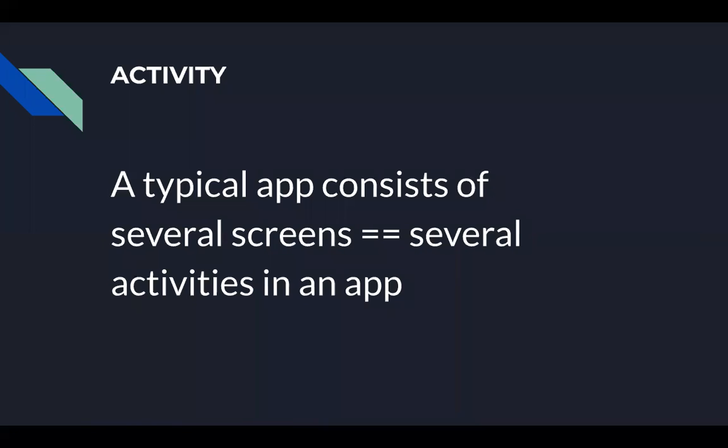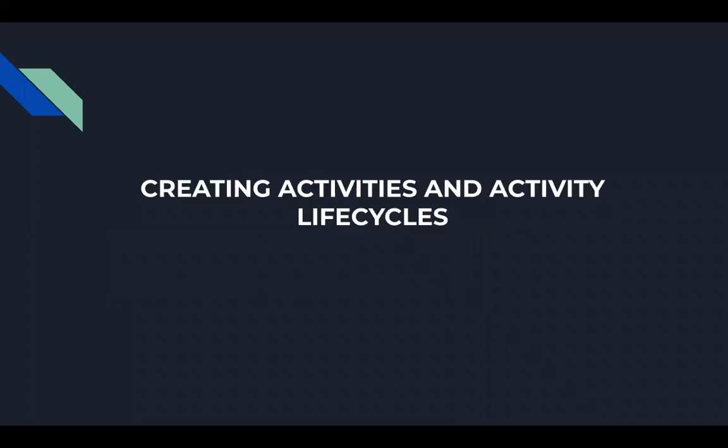A typical app consists of several screens, which means there must be several activities for it to have several screens. So it's not like Gmail's app has just one activity in it. As they have several activities there, they have to define those activities in the manifest file. Now, how do we create activities, and what is the activity lifecycle?